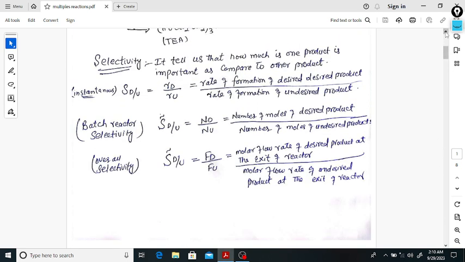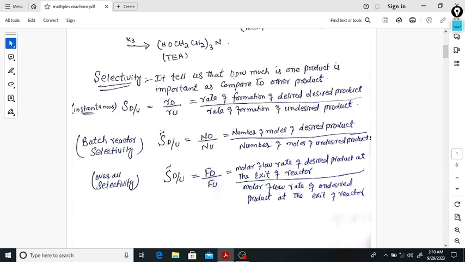So this is a series reaction. Now we will also discuss some terms which you should know about: one is the selectivity and the other is the yield of a reaction. Selectivity tells us how important one product is as compared to another product. This is called the selectivity.